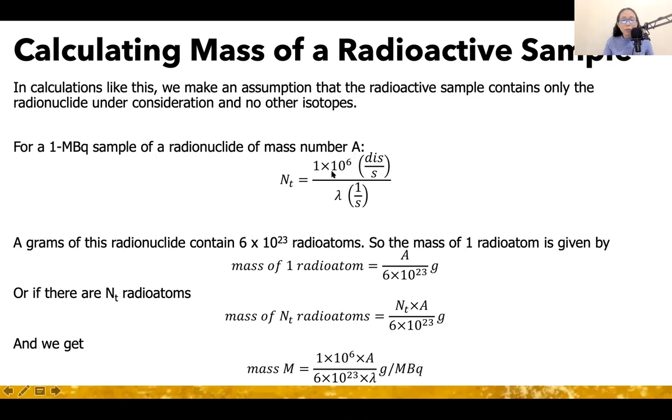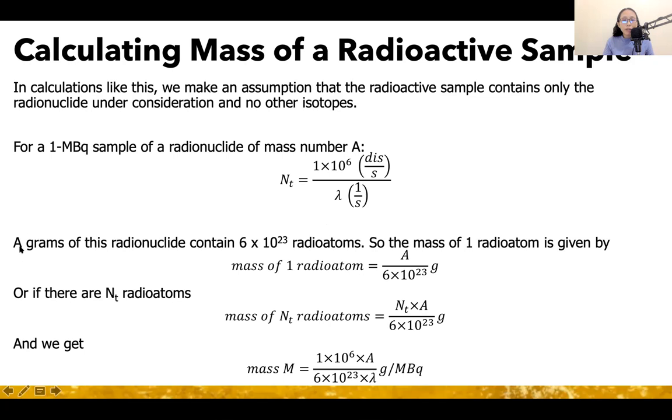So why is this 1 times 10 raised to 6? Please figure it out by yourself. The given is 1 megabecquerel. And we have the decay constant lambda, which has unit of per second.